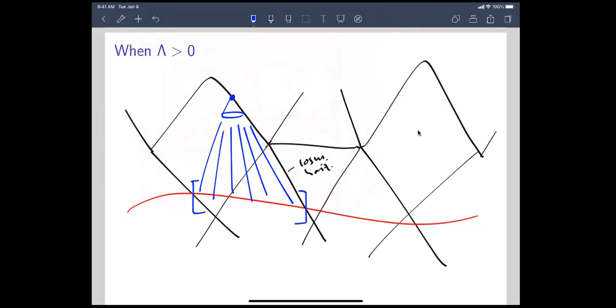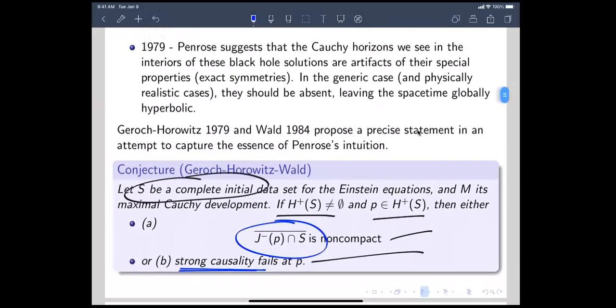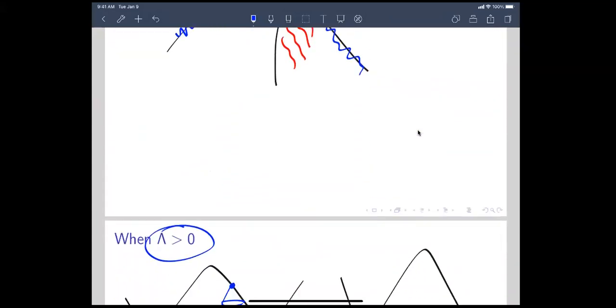So that's just a comment that when lambda is positive, you can't possibly expect the previous statement to hold. This is something that was missed in the book, but I'm sure Robert Wald was aware of it. And so you could kind of just think, okay, well, let's forget about the particular statement of Wald and the Geroch-Horowitz version of strong cosmic censorship in the context of lambda positive. Fair enough. Okay, that's just a small comment.